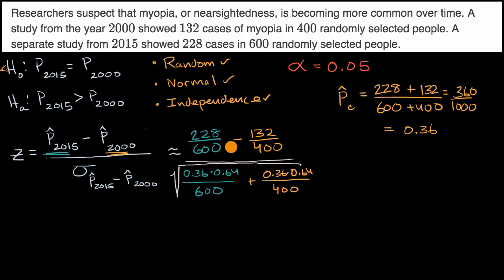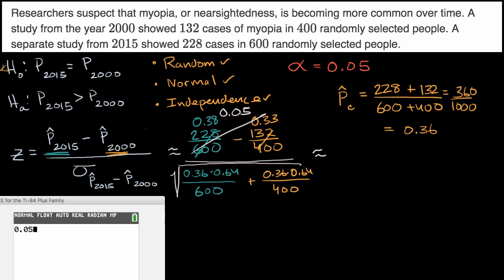And before I even get my calculator out, I think I can simplify this a little bit. 228 over 600, 228 divided by 6 is going to be equal to 38. So this would be 0.38. And 132 divided by 4 would be 33. So this would be 0.33. And so our entire numerator is going to be 0.05.